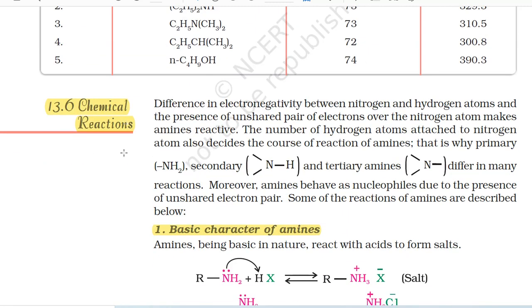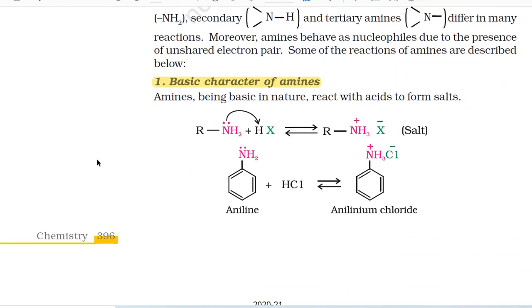13.6 Chemical reactions. Difference in electronegativity between nitrogen and hydrogen atoms and the presence of unshared pair of electrons over the nitrogen atom makes amines reactive. The number of hydrogen atoms attached to nitrogen atom also decides the course of reaction of amines. That is why primary, secondary and tertiary amines differ in many reactions. Moreover, amines behave as nucleophiles due to the presence of unshared electron pair. Some of the reactions of amines are described below.